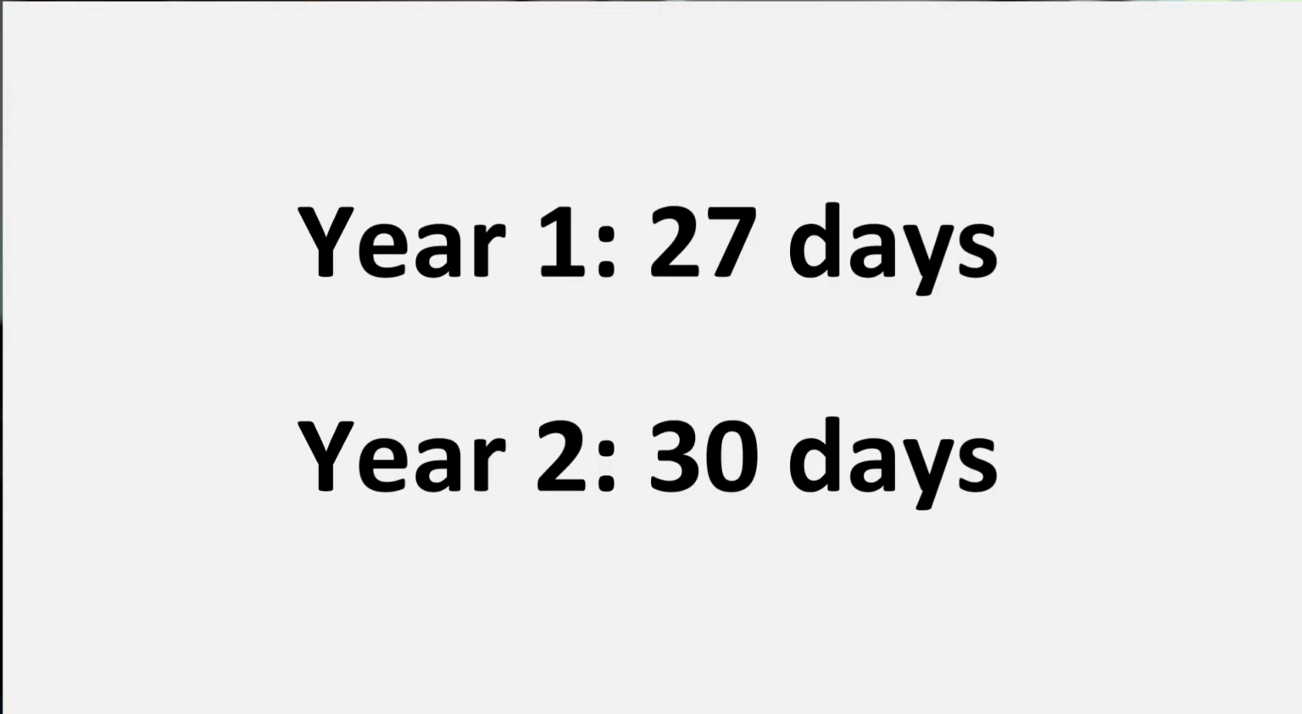Now let's assume those 2 years were side by side. In year one, it was 27 days. In year two, it was 30 days. We can see there has been a deterioration. It took 3 days longer on average to collect. Now what could that mean?